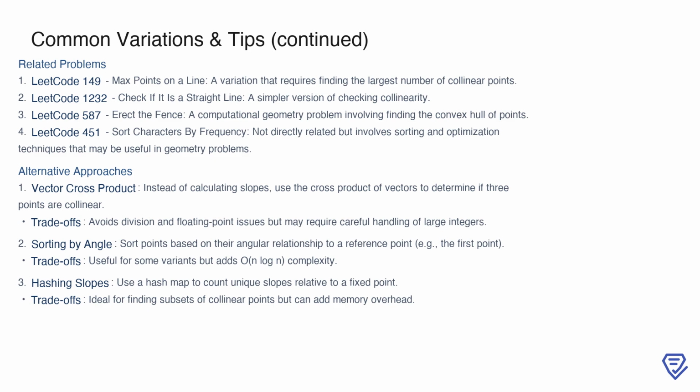As for alternative approaches, you could use the vector cross product to determine collinearity. This avoids division and floating point issues but requires careful handling of large integers. Sorting points by their angular relationship to a reference is another method, though it adds O(n log n) complexity. Lastly, hashing slopes relative to a fixed point is ideal for finding subsets of collinear points but introduces potential memory overhead. Each of these techniques has trade-offs, so choose the one that best fits the problem's constraints and requirements.